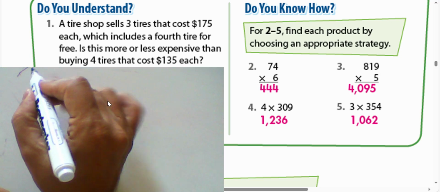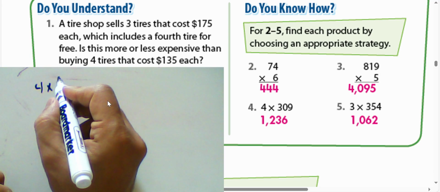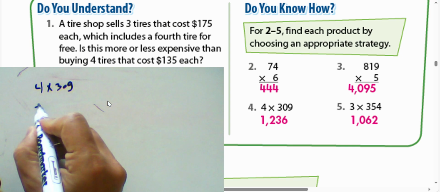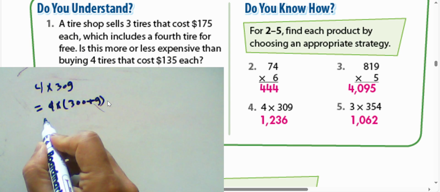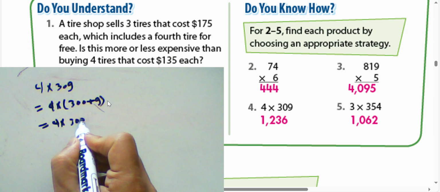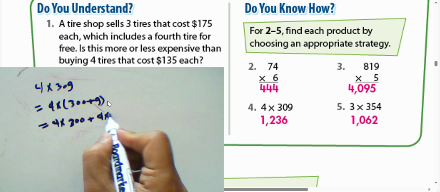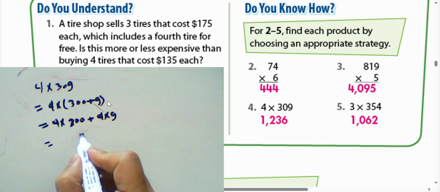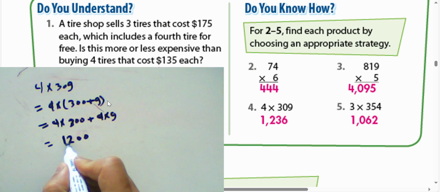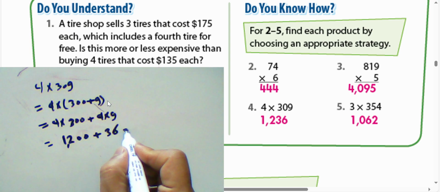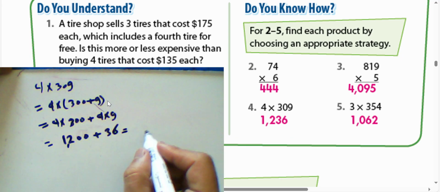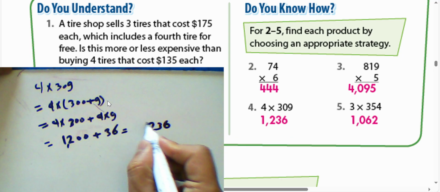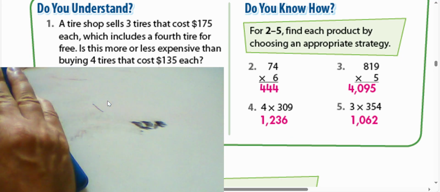Also, next question, the product of 4 and 309. We can write 4 times 300 plus 9. Write 4 times 300 plus 4 times 9. 4 times 300, write double 0, and 3 times 4 equals 12. 4 times 9 equals 36. Okay, you can find the result here. The result will be 1236.